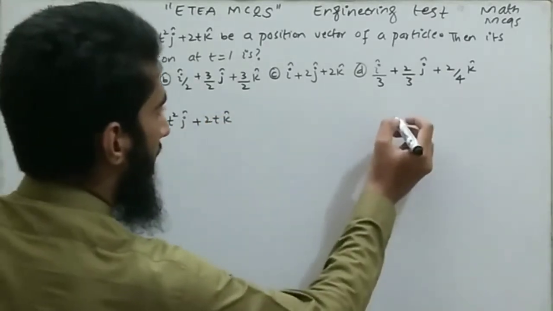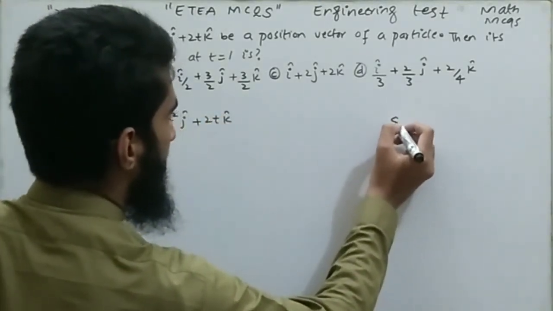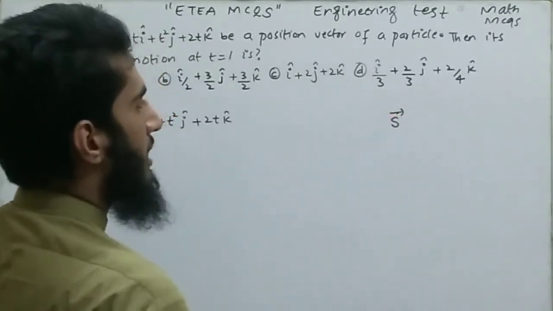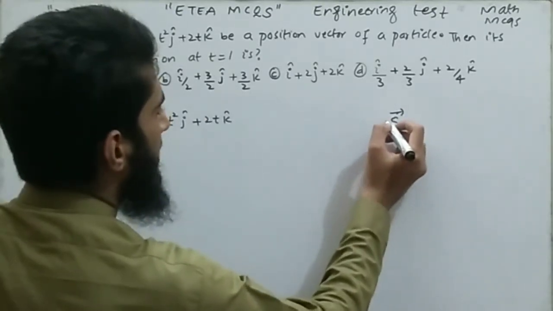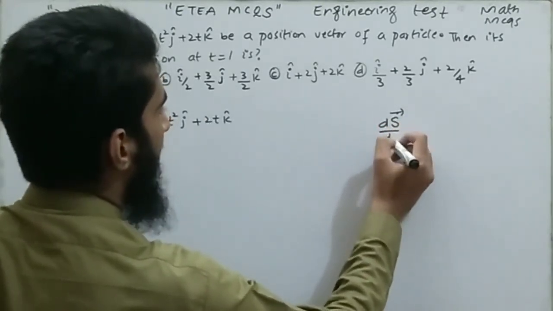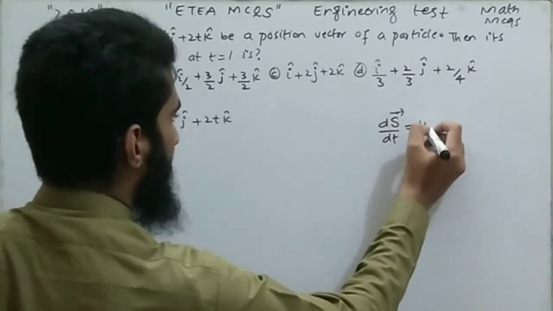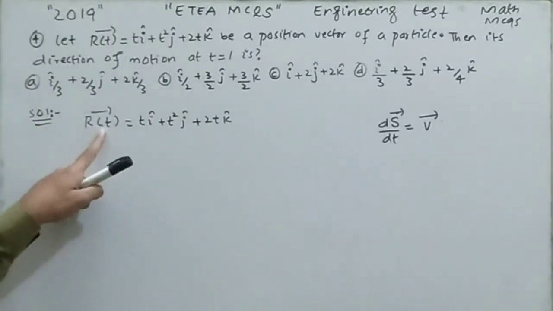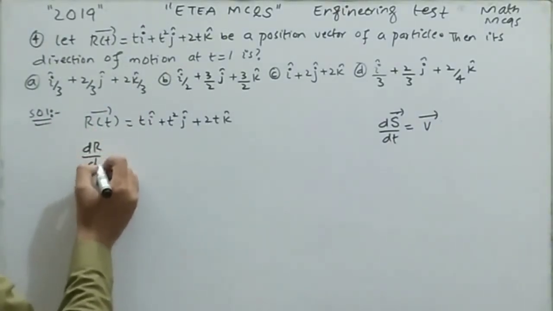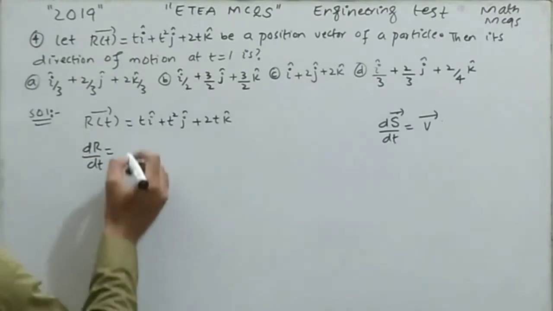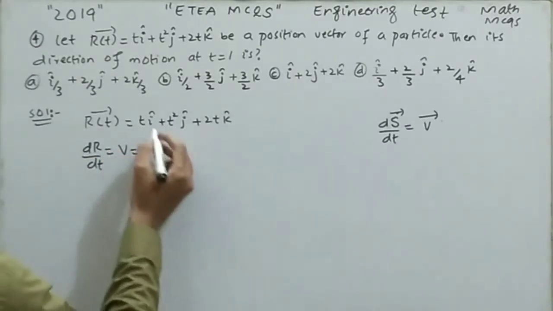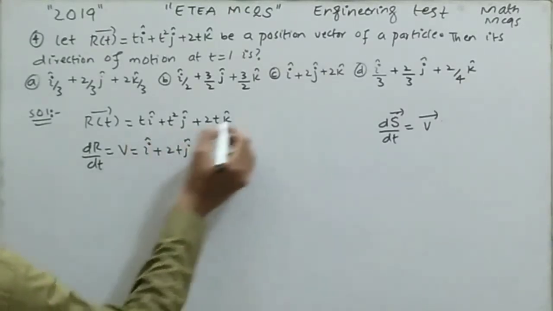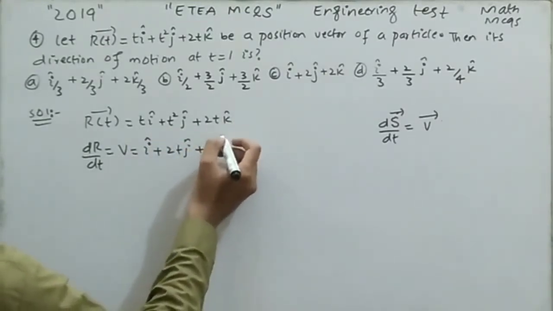Remember that our distance is represented by S, or we can also call it displacement. So over here, if I differentiate this displacement with respect to time, it will give us the required velocity. So velocity is represented by v with a bar. So differentiation of the position vector r with respect to t actually gives us velocity. So differentiating each and every term with respect to t, it gives us i, it gives us 2t j, and it will give us plus 2k.